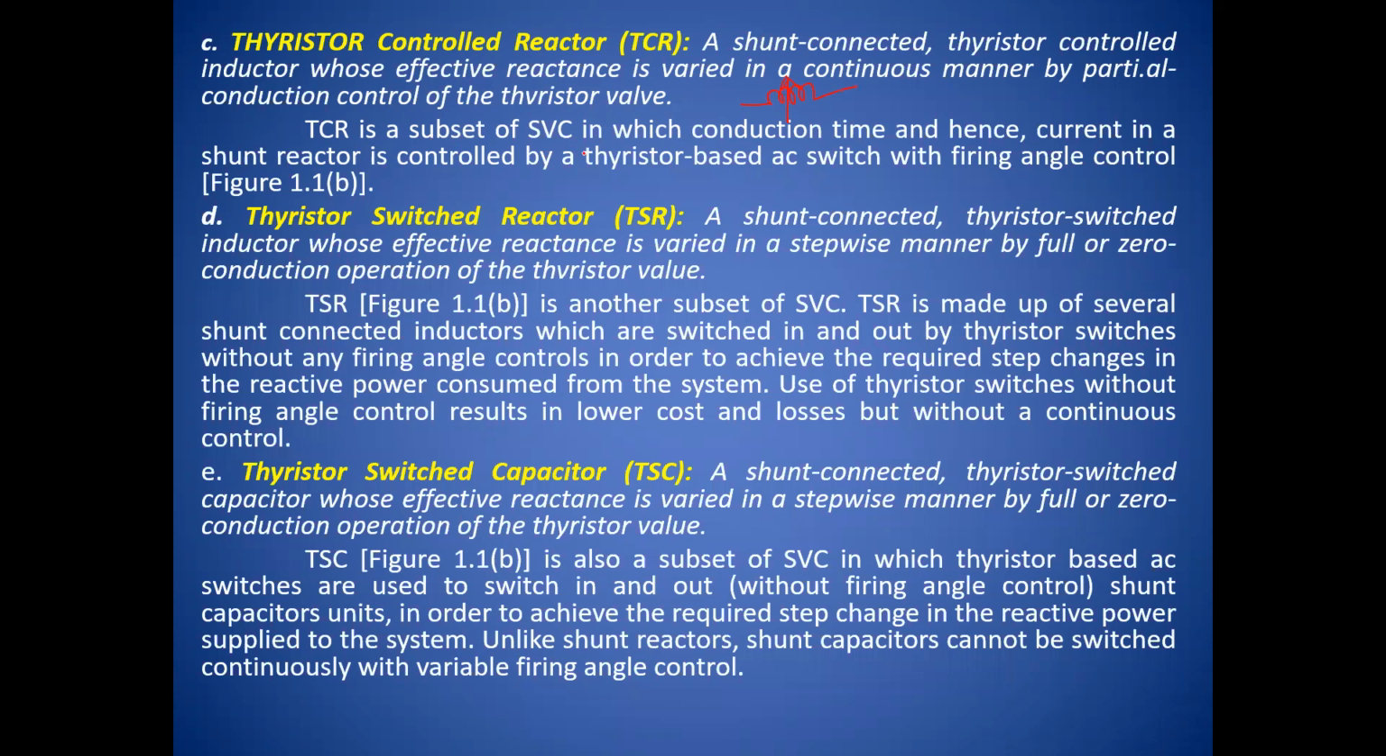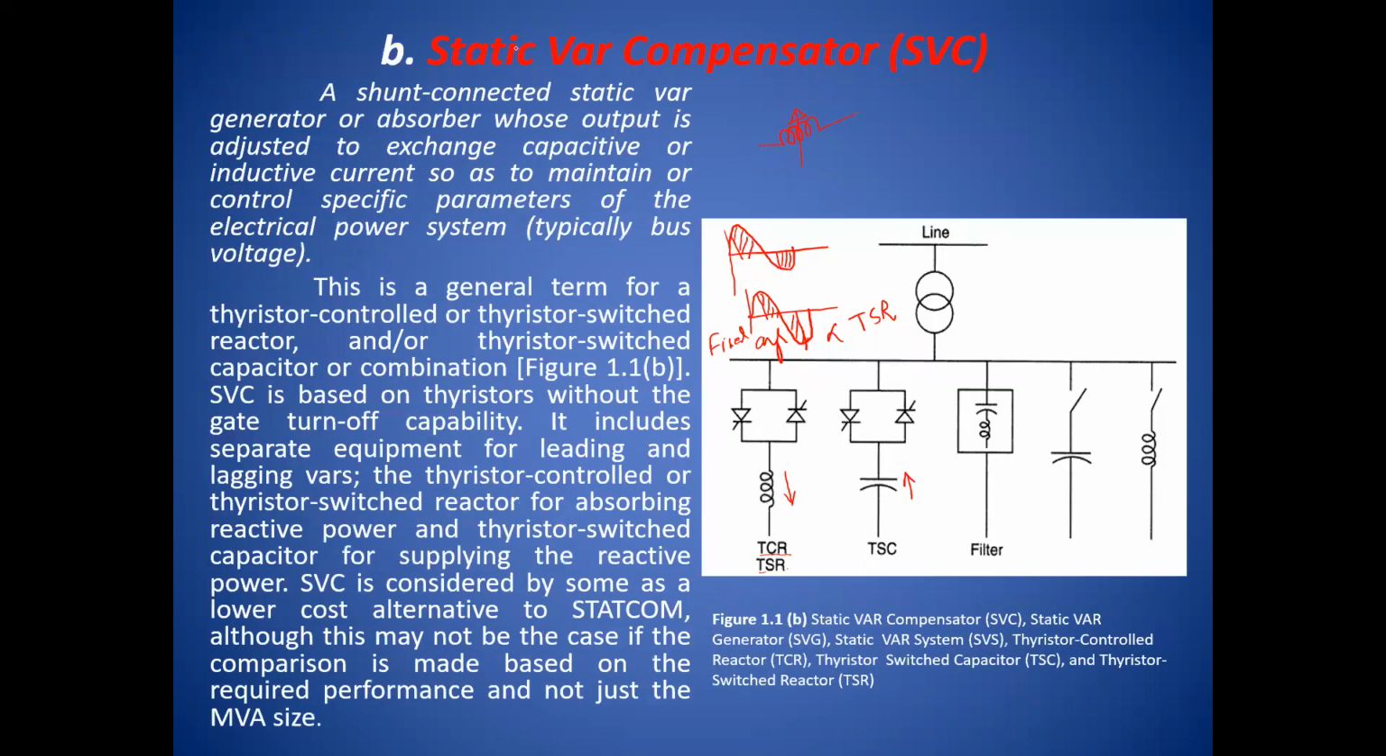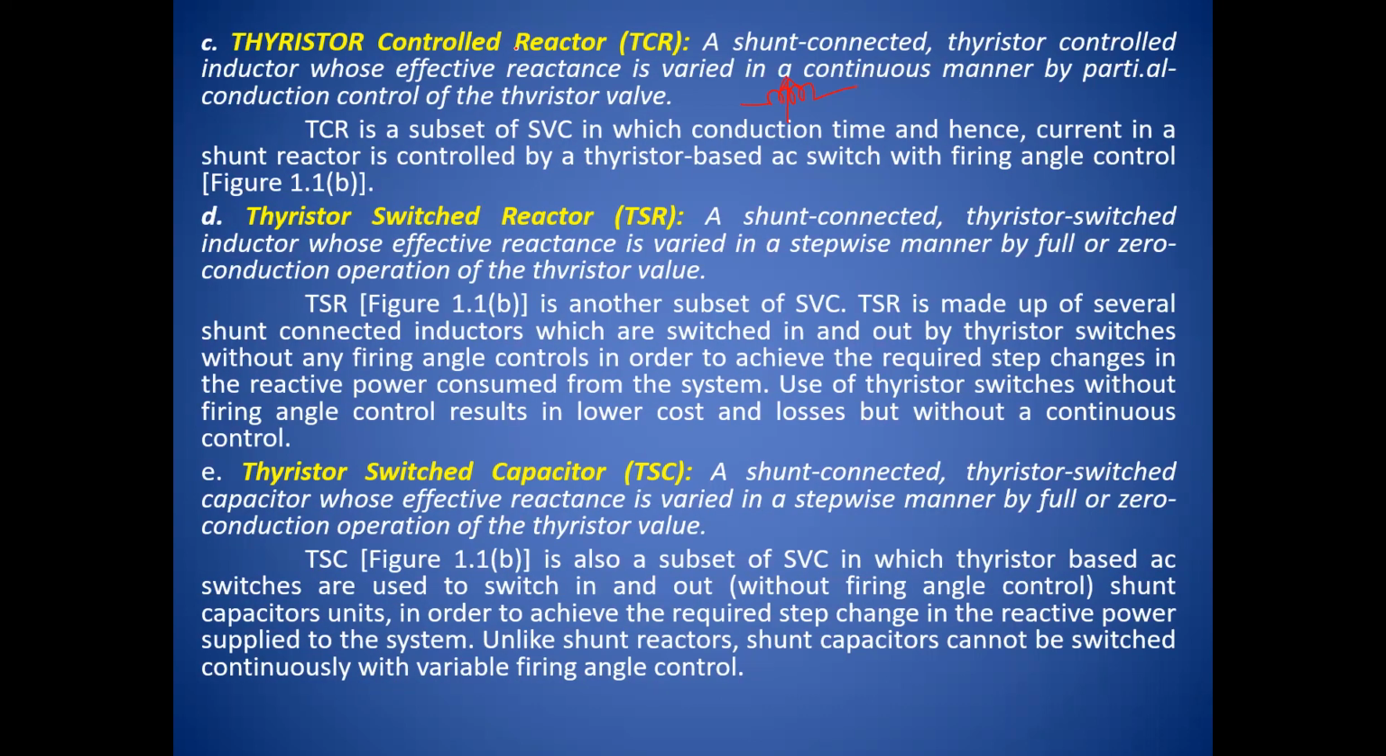TCR is a subset of SVC, isn't it? There are different types of static VAR compensators. In this, there are different categories. So it is one of the static VAR compensators, and the current in the shunt reactor is controlled by a thyristor-based switch with firing angle control. So by controlling the firing angle, it is possible to get continuous variation, or the reactor is varied in a continuous manner, isn't it?